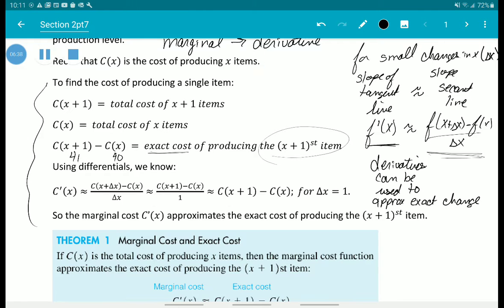Now, if we're using differentials, and we know derivatives can be used to approximate the exact change in the cost in this example, then our delta x value is going to be 1. So we could use that derivative to approximate that exact change in cost for that one item.